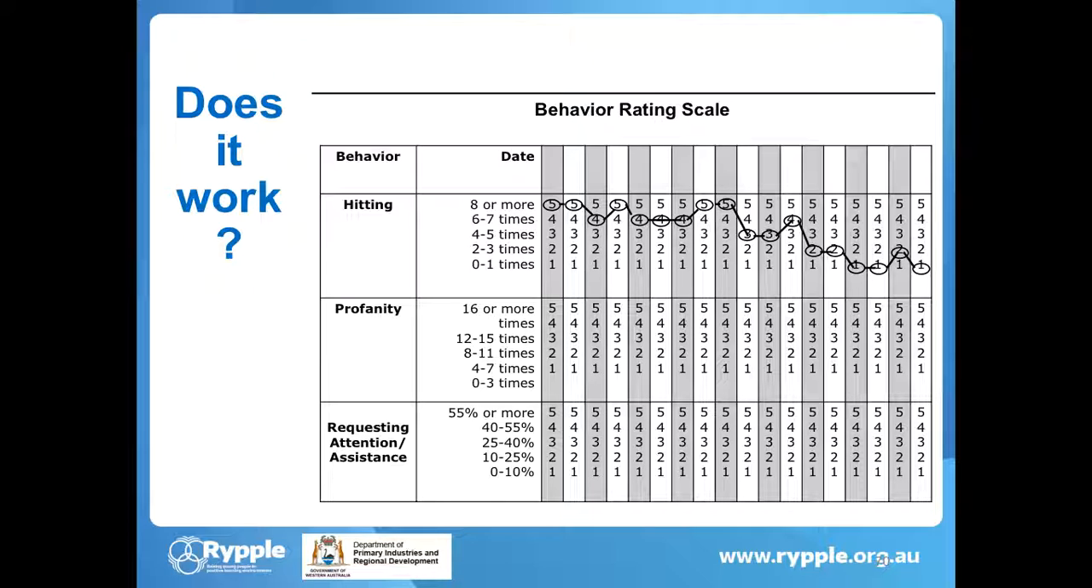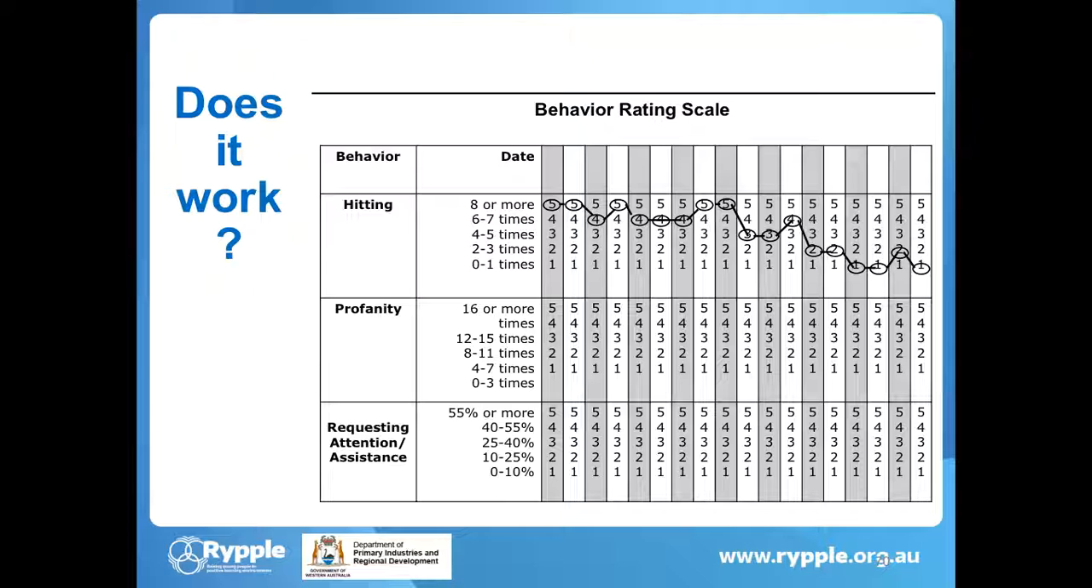We get some measure of the frequency of the problem behaviour at the start of the intervention. In this example, you can see that this child was doing hitting 8 or more times per day at the start of the intervention. And then we track how frequent that behaviour is as we use the intervention. By the time they've got to the end of the intervention, which I think is 3 weeks in this case, the child is doing hitting behaviour 0 to 1 times per day. So that means everybody's day has gotten a whole lot better.